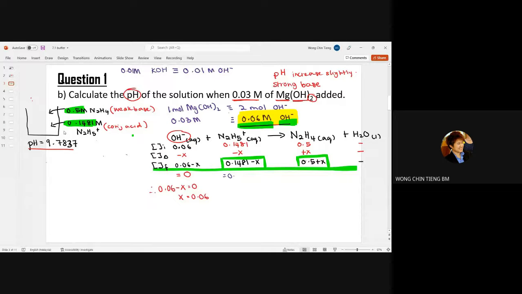Over here, 0.1481 minus 0.06, get the new concentration. 0.5 plus 0.06, congak pun boleh dapat 0.56, okay? Over here akan dapat 0.1421, betul ke? Correct. I need to count. Where's my calculator? 1 second. Betul kan?